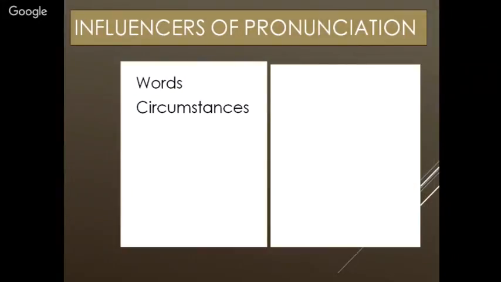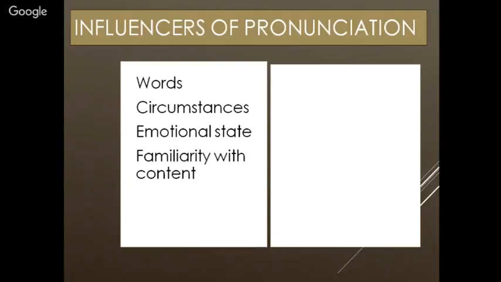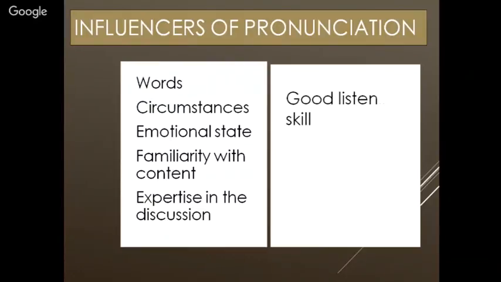These are the influencers of pronunciation. Words, the words that you know or you do not know. Circumstances where you're speaking. Emotional state: you are not able to pronounce well, or you're not able to be articulate when you are emotional. Familiarity with content: new content, you don't know how to pronounce. Suddenly, if you give me a text in engineering, I will make mistakes in pronunciation because I will not be used to the words. Expertise in discussion: you don't know your subject. Then obviously, however articulate you are, the pronunciation will not help because you cannot participate in the discussion.